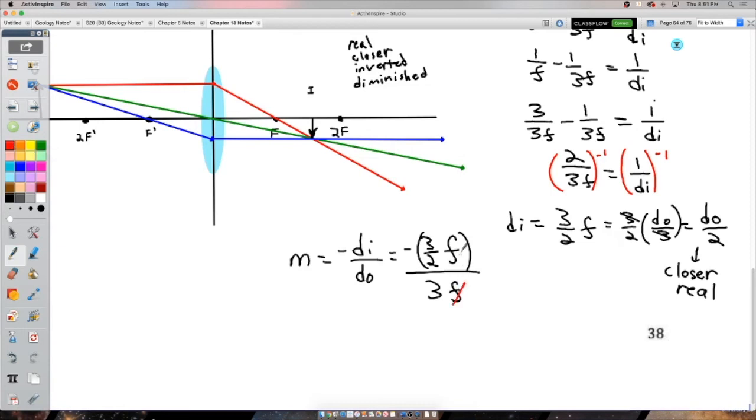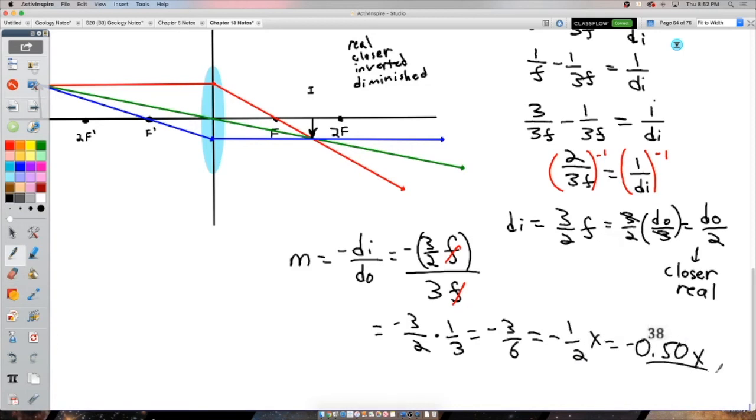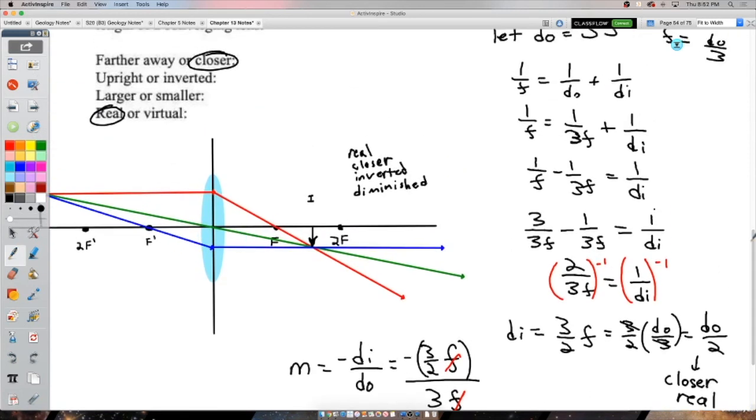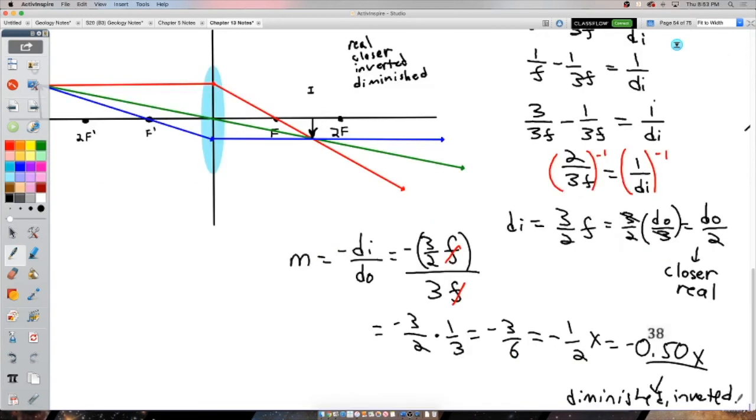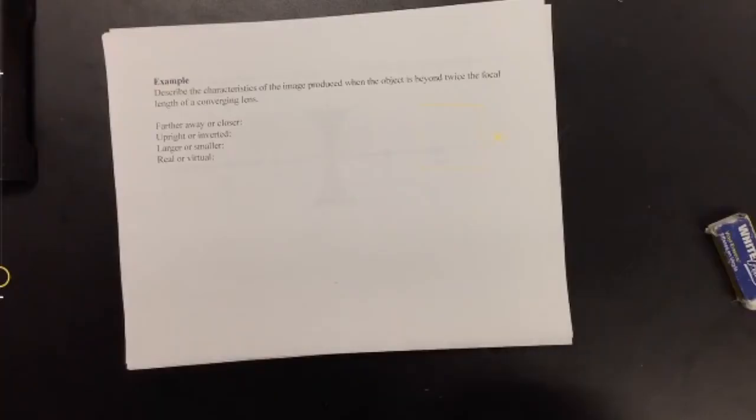Okay, focal lengths cancel, f over f. We have 3 over 2 over 3, which is the same as multiplying by 1/3. So that's negative 3 over 6, and that is the same as negative 1/2 x, or negative 0.5 x. Okay, so it's getting multiplied by a half, right? That's going to make it smaller, and not just any half, negative a half. So it's going to flip it. It's going to make it inverted. Okay, we can check that now with our ray diagram. We'll actually draw it out. All right, so we got our math for this one saying it should be closer, real, smaller, and inverted.